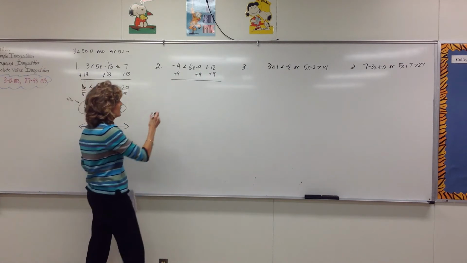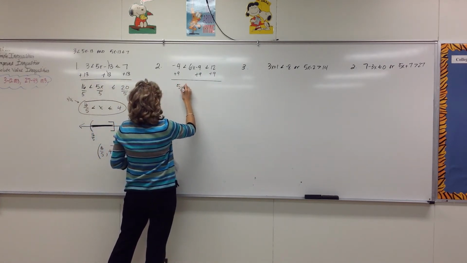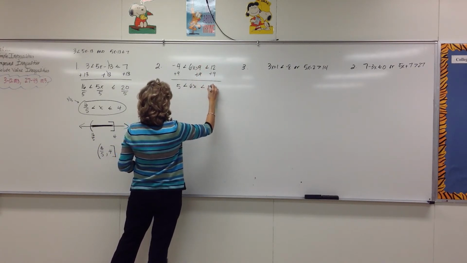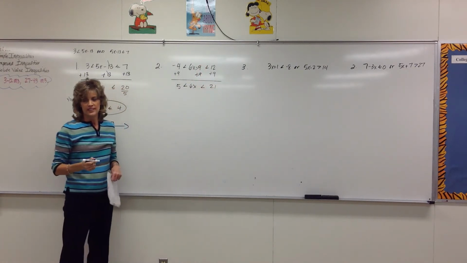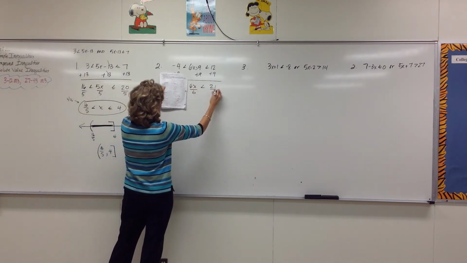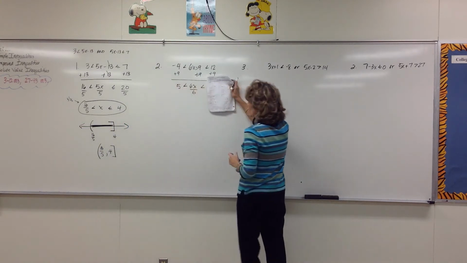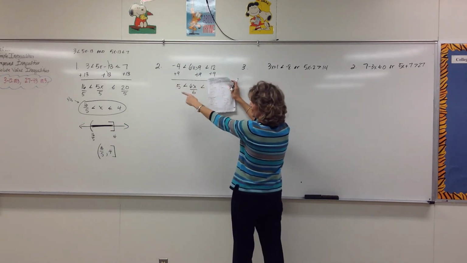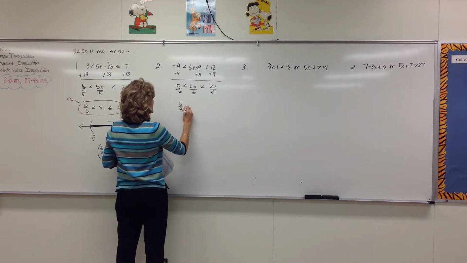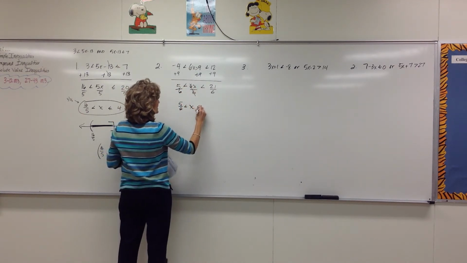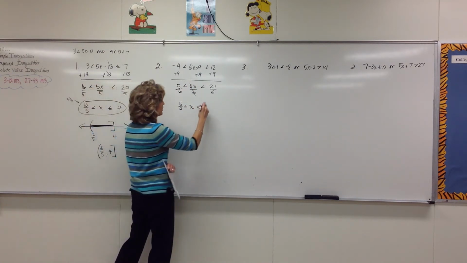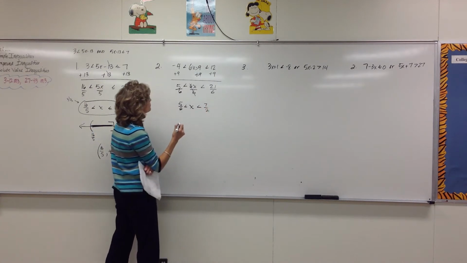So -4 plus 9, 5 is less than 6x, 9's go away, is less than 21. And then, if we were solving this, we would need to divide both sides by 6. And if we're solving this, we would need to divide both sides by 6. So 5/6 is less than x, is less than, we should reduce that. It'll reduce by 3, so call it less than 7/2.